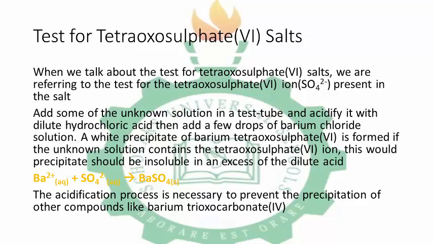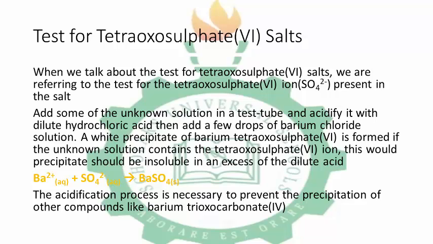Now how do we test for tetraoxosulphate(VI) salt? When we talk about the test for tetraoxosulphate(VI) salt, we are referring to the test for the tetraoxosulphate(VI) ion, the SO4 2 minus present in the salt. How do we test for it? We add some of the unknown solution in a test tube and acidify it with dilute hydrochloric acid. Then add a few drops of barium chloride solution. Now a white precipitate of barium tetraoxosulphate(VI) salt is formed.